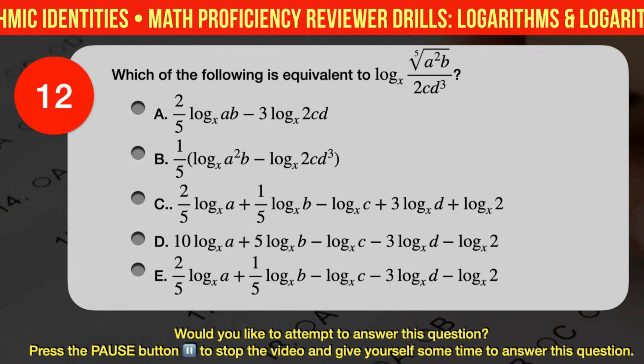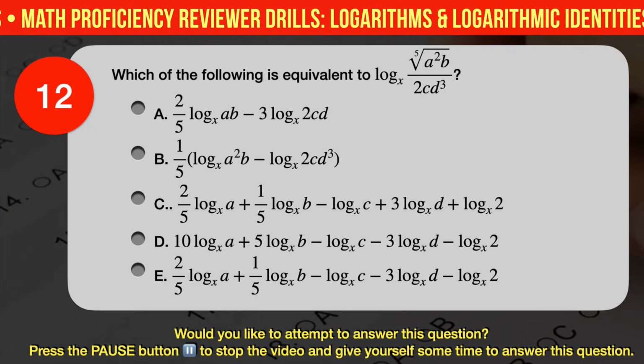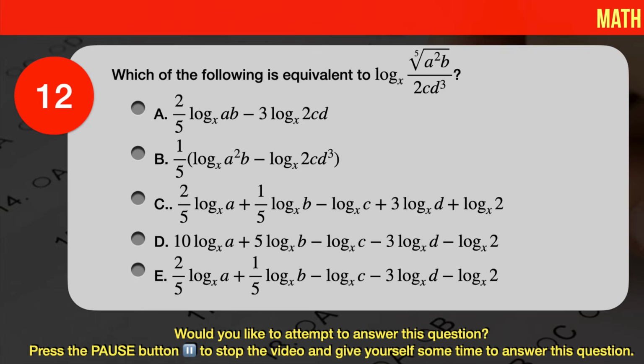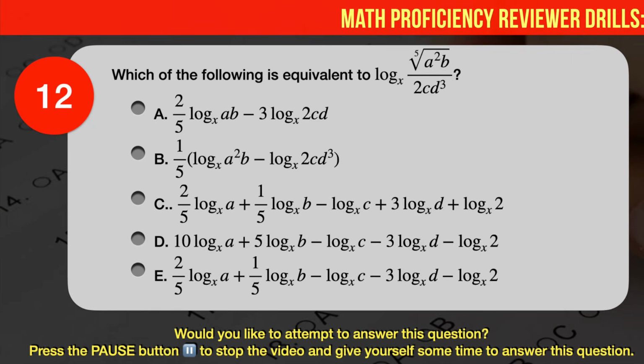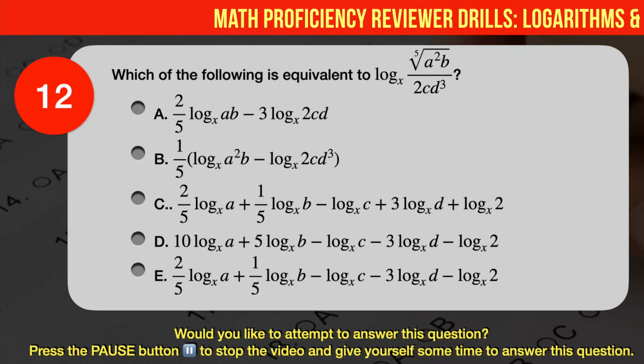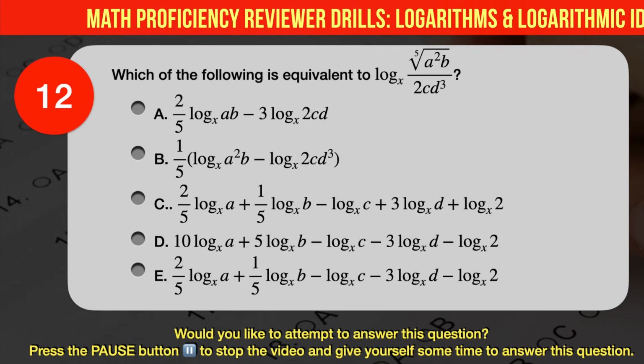Drill question number 12. Which of the following is equivalent to logarithm base x of the quantity, the fifth root of a squared times b, over 2cd cubed? A. 2/5 times the logarithm base x of ab, minus 3 times the logarithm base x of 2cd. B. 1/5 times the quantity, logarithm base x of a squared b, minus logarithm base x of 2cd cubed.